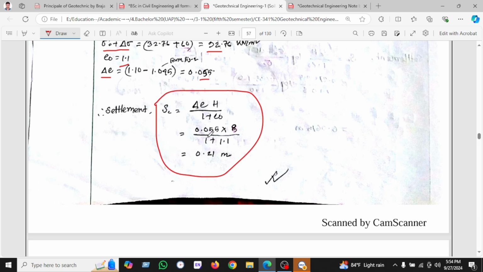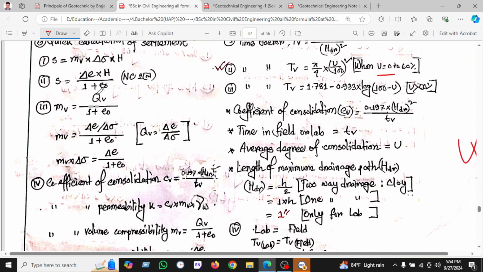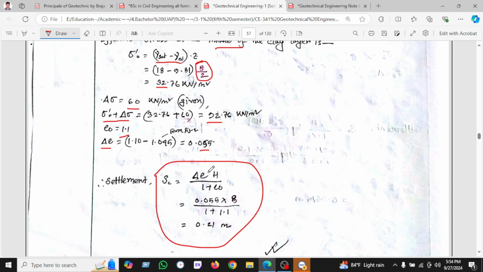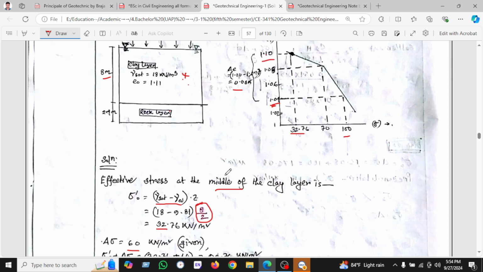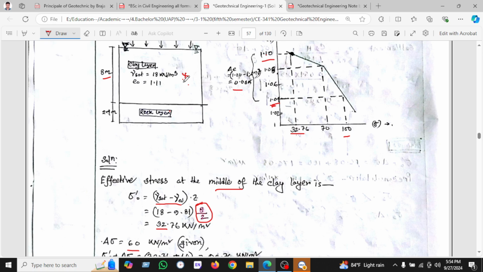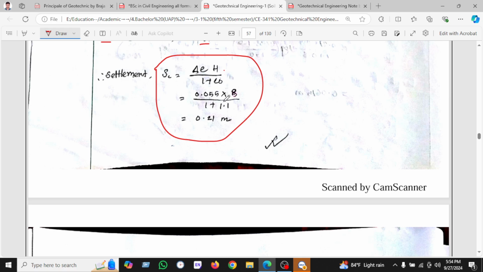There is another formula we have shown here. If we go to the formula sheet, then we will see this is another formula for finding the settlement, and we know all the values, which is delta e. H is known, the 8 meter. So remember, we have used the 8 meter because we are finding the settlement of the clay layer, and 1 plus e naught is given here. 0.21 millimeter. So this is our settlement.